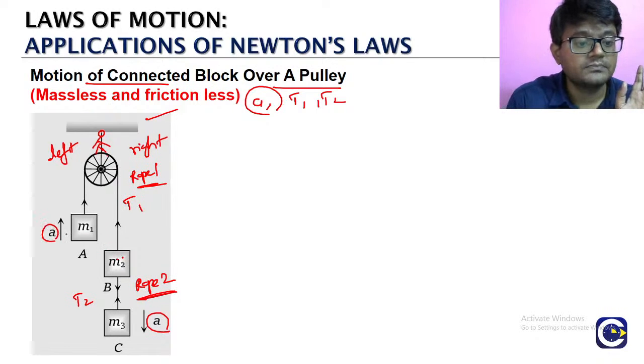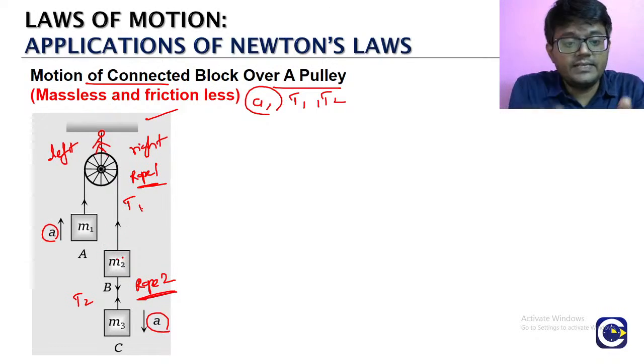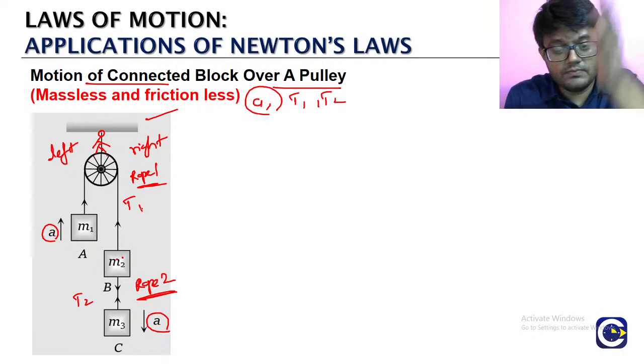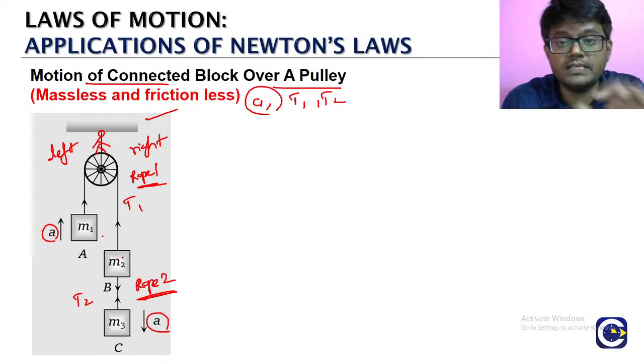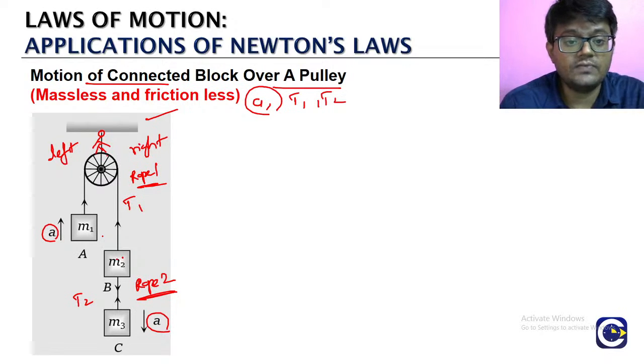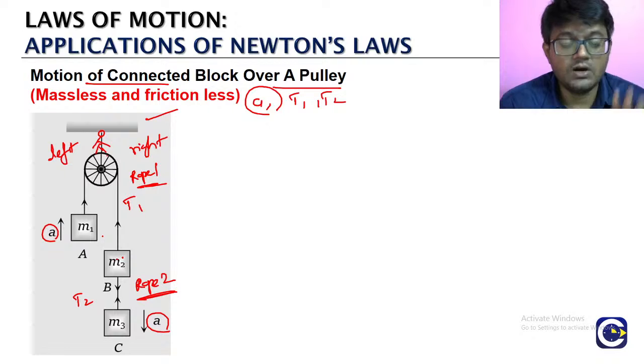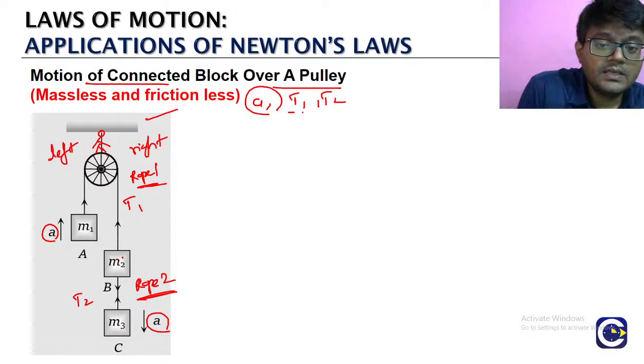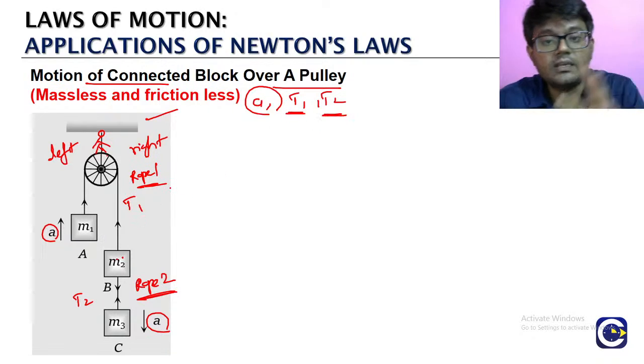Since the right side is going down, the left side has to go up. So m1 will be going up with the same numerical value of acceleration. That is why we said the blocks have a common acceleration, they all will have the same acceleration. There are 2 ropes, so there can be different tensions.